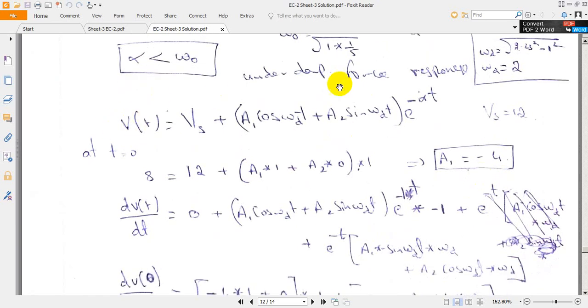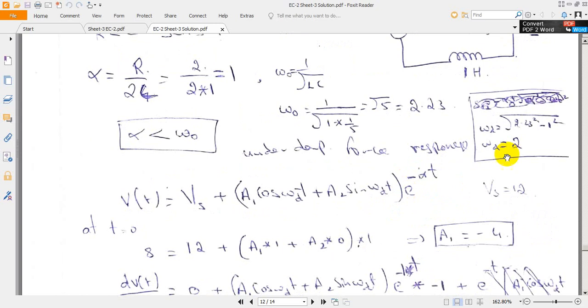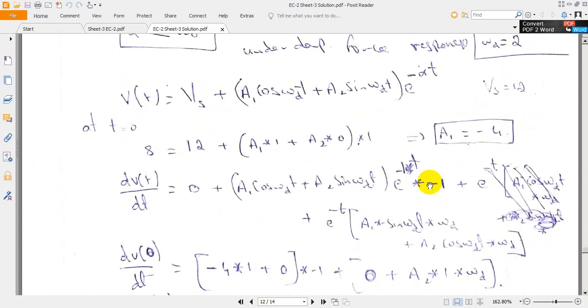Again differentiate this equation. If you differentiate this equation, you will get dVt by dt, which is equal to differentiation of a constant, it will become 0, plus first into differentiation of this e power minus alpha t, into minus alpha, e power minus alpha t. Alpha value is equal to 1. Substitute that 1.